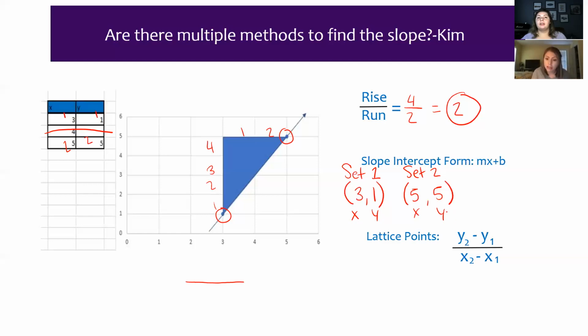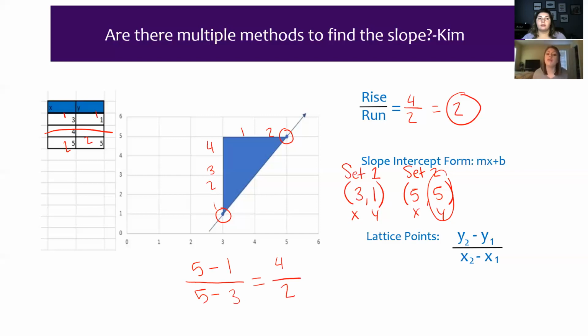So looking at this, I know that we take y2. I'm going to look at my y's. This is my set 2, so I know it's this one here, 5. So we have 5 minus y1, which is 1, over x2, which is 5, minus x1, which is 3. And then from here, what do we do? You would just do your basic subtraction: 5 minus 1, which is 4, over 5 minus 3, which is 2.